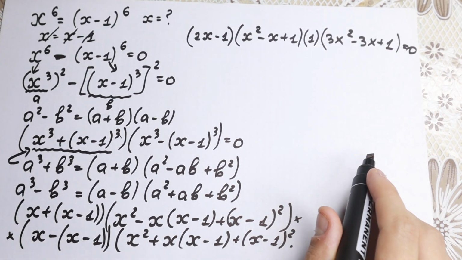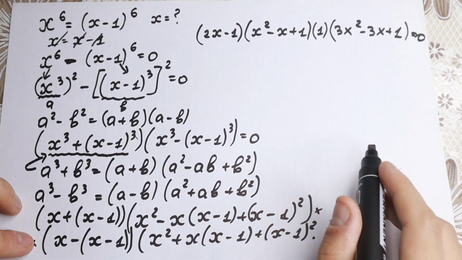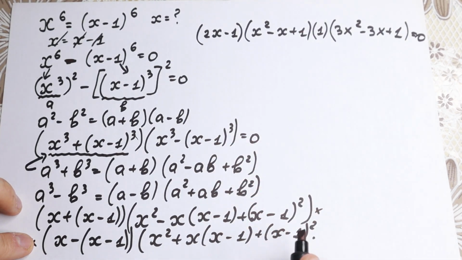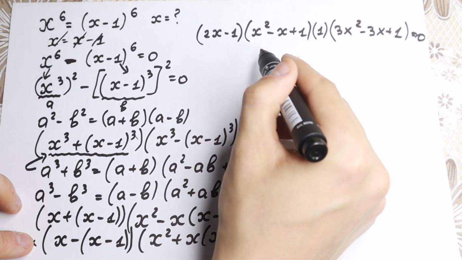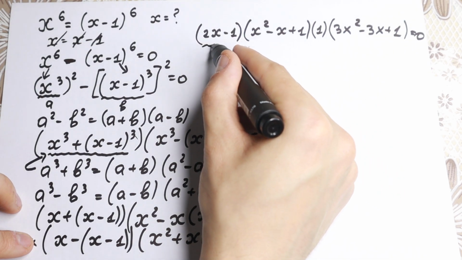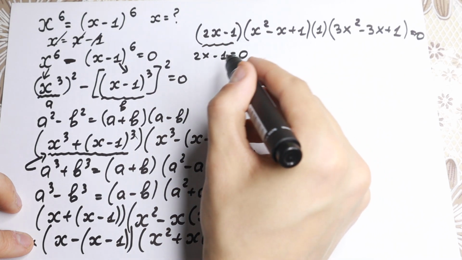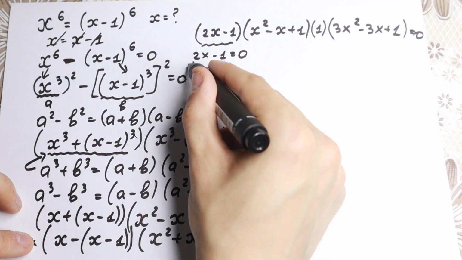Okay, we finally factor our problem. We have 3 parentheses. Maybe right here we can cancel it because we cannot multiply it by 1, but right here we have this situation. Okay, product equal to 0. Then this parenthesis equal to 0, so 2x minus 1 equal to 0. From here we will have x equal to 1/2. This is our first root.